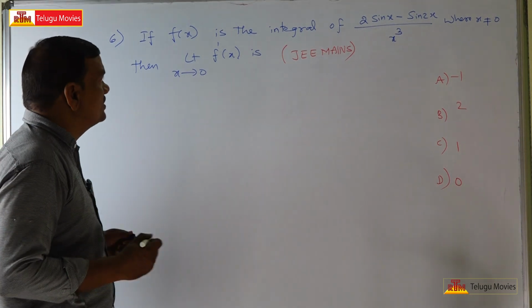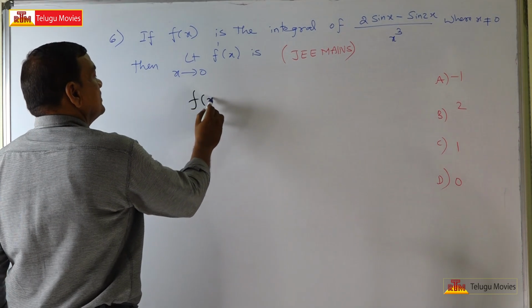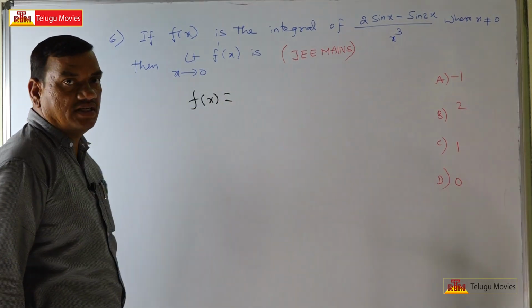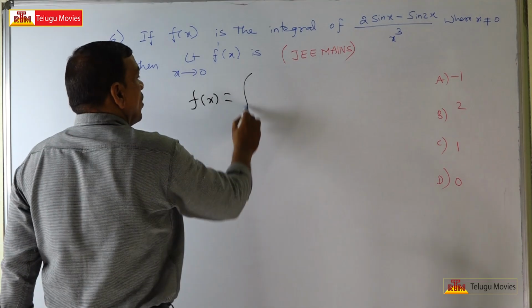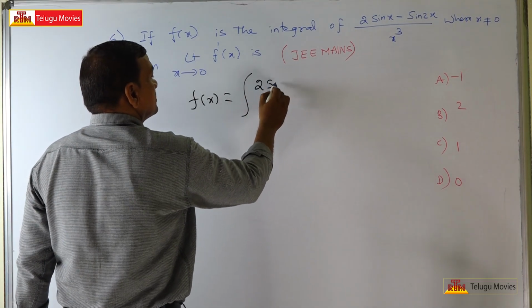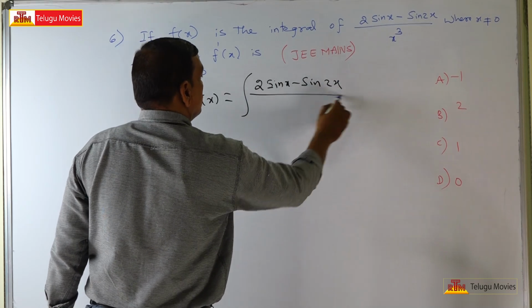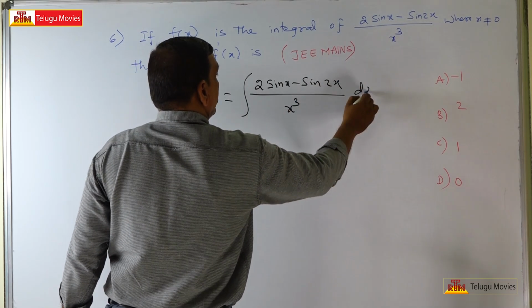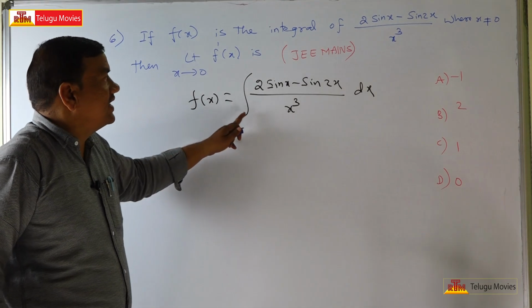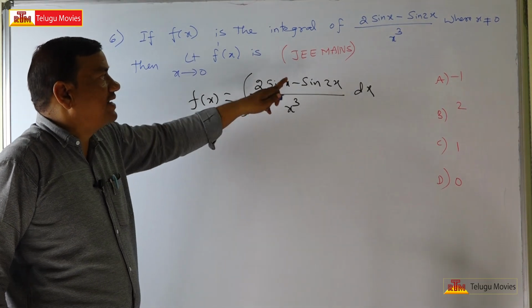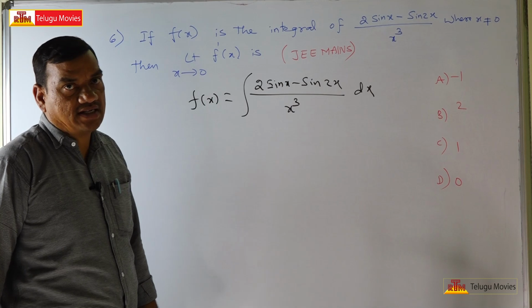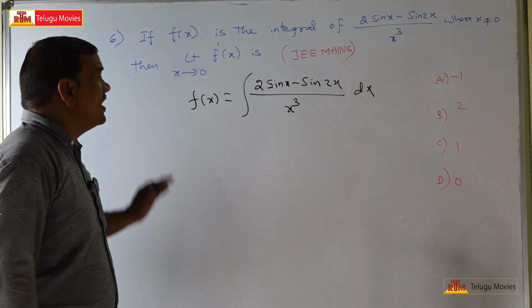So first thing, what is given? f of x is the integral of (2 sin x minus sin 2x) upon x cube dx. Okay, now how to get f dash of x?